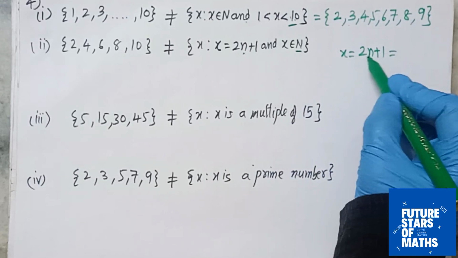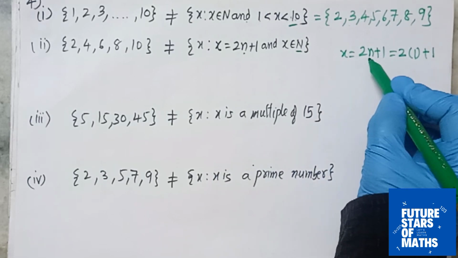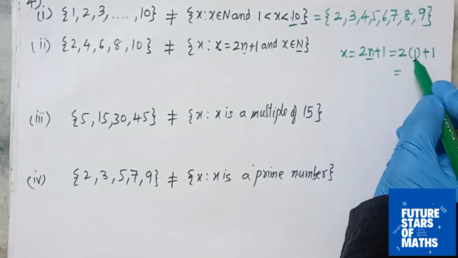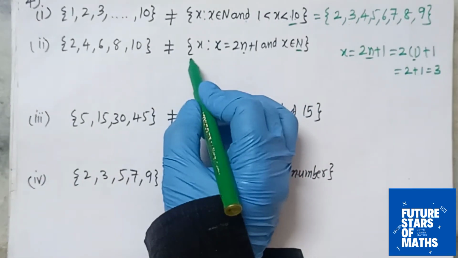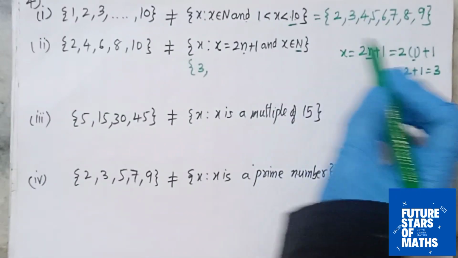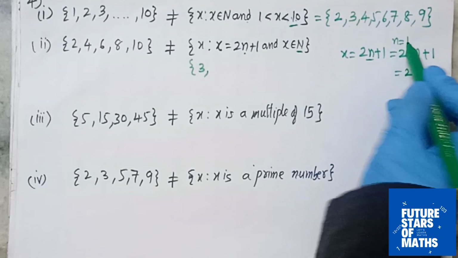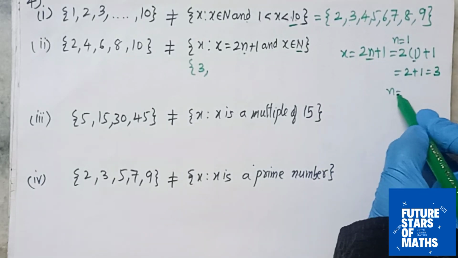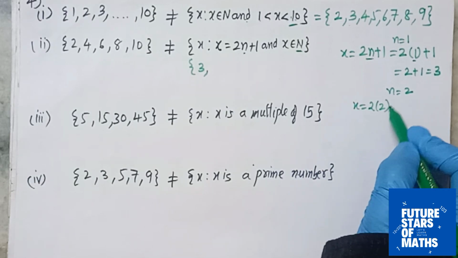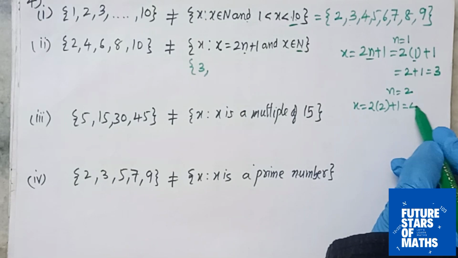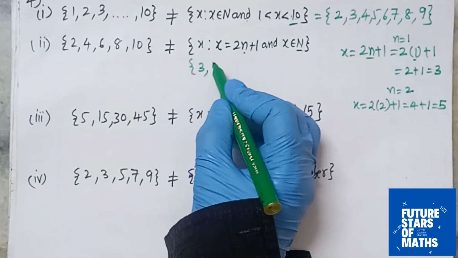So when we substitute 1 here, what do we get? 2 into 1 plus 1. In place of n we are writing 1 here. 2 ones are 2, plus 1. What do we get? 3. Okay, so here the first element will be 3. Then the next one, now we will see n equal to 2. What do we get? x equal to 2 into 2 plus 1. So 2 twos are 4, 4 plus 1 equal to 5. So the next element is 5 here.